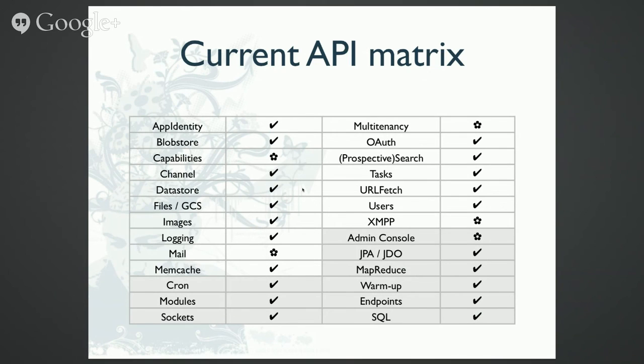But of course, there are other things that we also support, like cron jobs, Google App Engine modules, sockets, JPA, JDO. Although they prefer a different ORM. What's it called? Okay, let me look at it afterwards. We do support the library they have for doing map reduce on top of the Google App Engine API. We support that as well, like warm-up requests, endpoints, and of course SQL and so on.